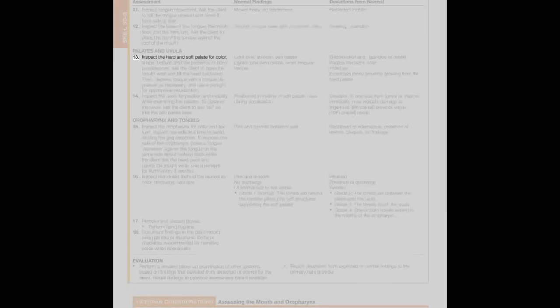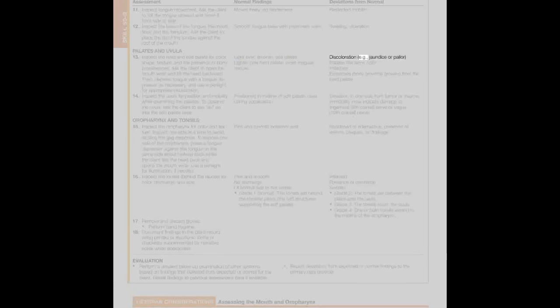Palates and uvula. 13. Inspect the hard and soft palate for color, shape, texture, and the presence of bony prominences. Ask the client to open the mouth wide and tilt the head backward. Then, depress the tongue with a tongue depressor as necessary, and use a penlight for appropriate visualization. Light pink, smooth soft palate. Lighter pink hard palate, more irregular texture.